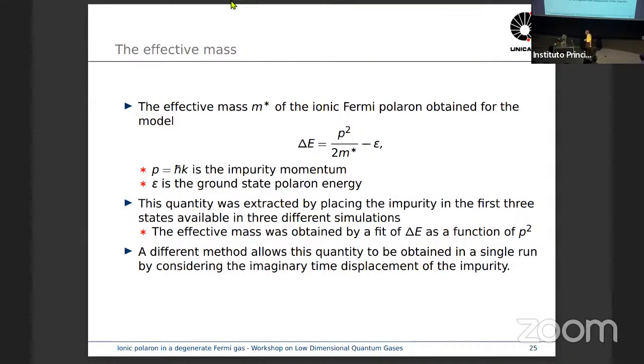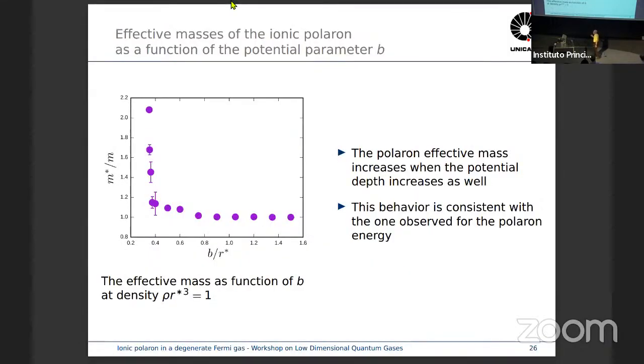Okay, let's go to the effective mass. How do we compute this effective mass? Just by fitting results of this equation here, where the ion has some momentum, and we subtract the polaron with zero momentum. What we did was to perform three different simulations, make a fit and extract the effective mass. There is a much better approach made by the Boronat group, where with a single simulation you can extract this effective mass. But we did it in the way that I described here. And here we have our results.